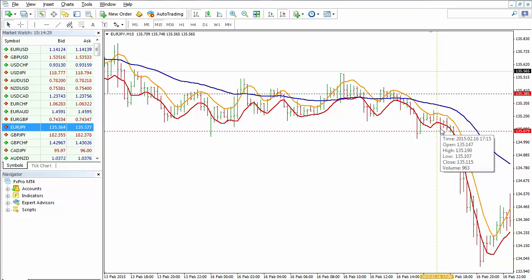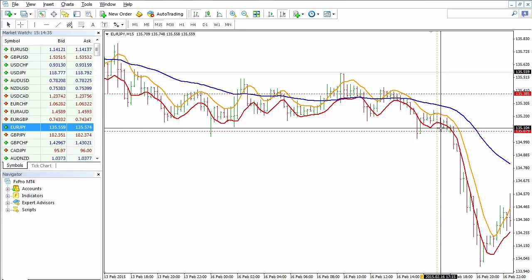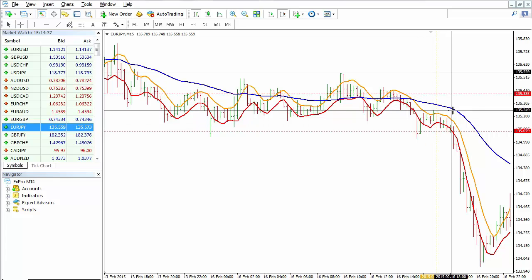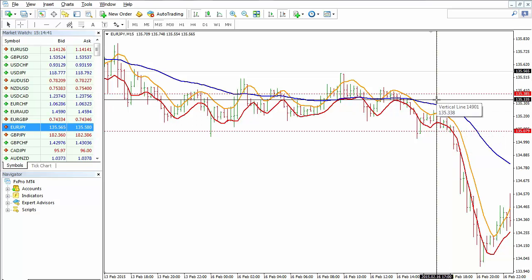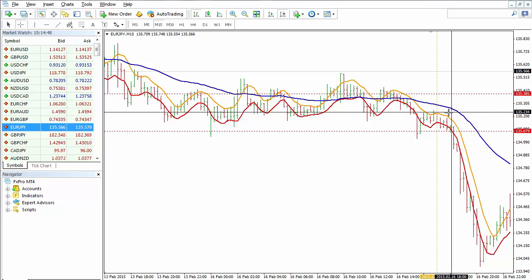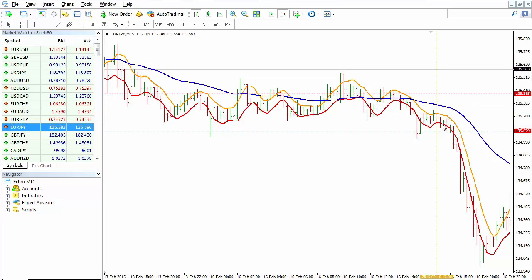Okay, so now I need the same story. On the next candle, I can see the close below, and what I need to confirm is that all three slopes start to show a bearish slope. All three slopes of the moving averages show the bearish direction. This one going down, this one going down, this one going down. Right on the next candle, right here.